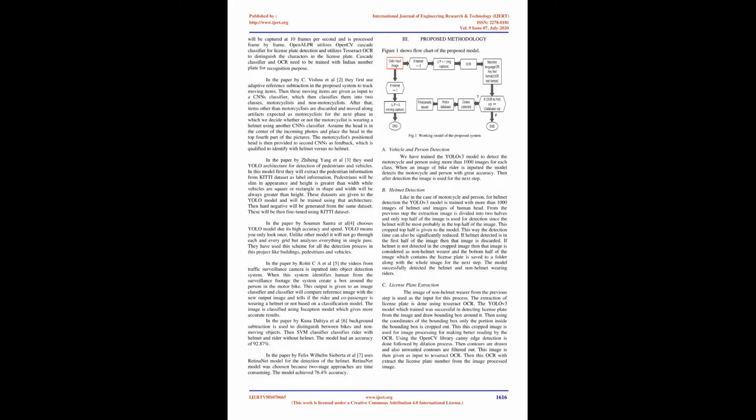In the paper by Heng Yang et al. [3], they used the YOLO architecture for detection of pedestrians and vehicles. In this model, first they extract the pedestrian information from the KITTI dataset as label information. Pedestrians will be slim in appearance and height is greater than width, while vehicles are square or rectangular in shape and width will always be greater than height. These datasets are given to the YOLO model and it will be trained using that architecture.